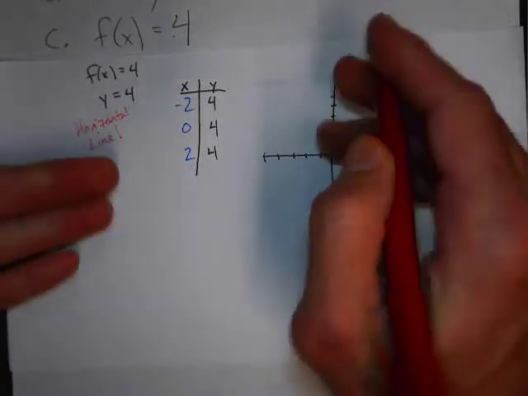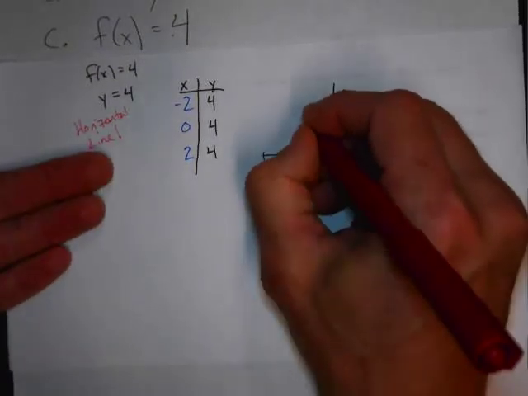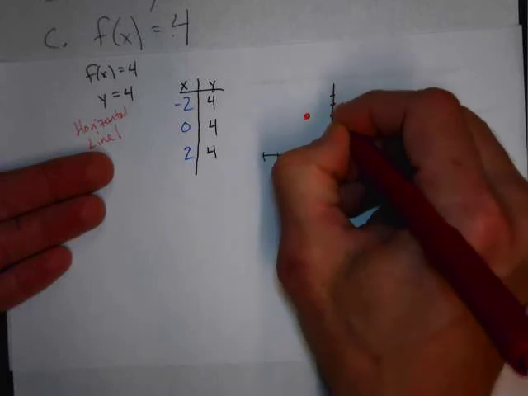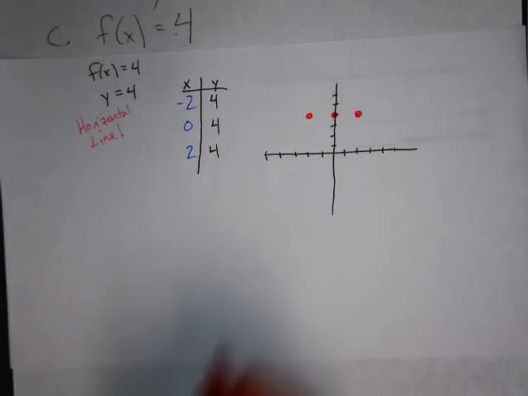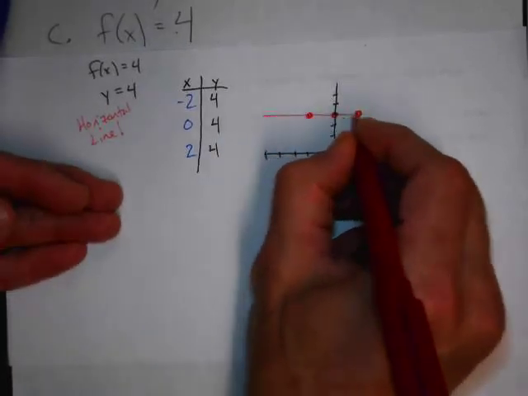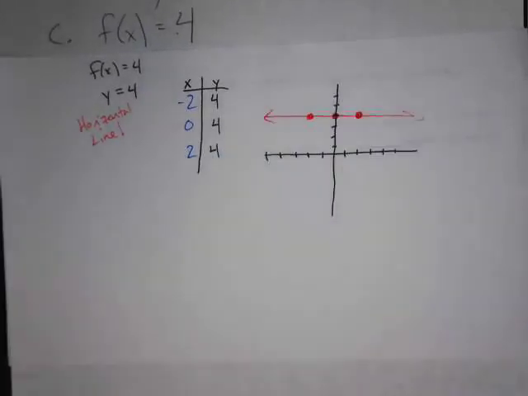So we have negative 2, 4, which is up here. We've got 0, 4, and 2, 4. And again, as we know, we're making a horizontal line, right? So there's the sketch of the graph. It's an important graph. Horizontal lines are very important. And so we have our horizontal line.